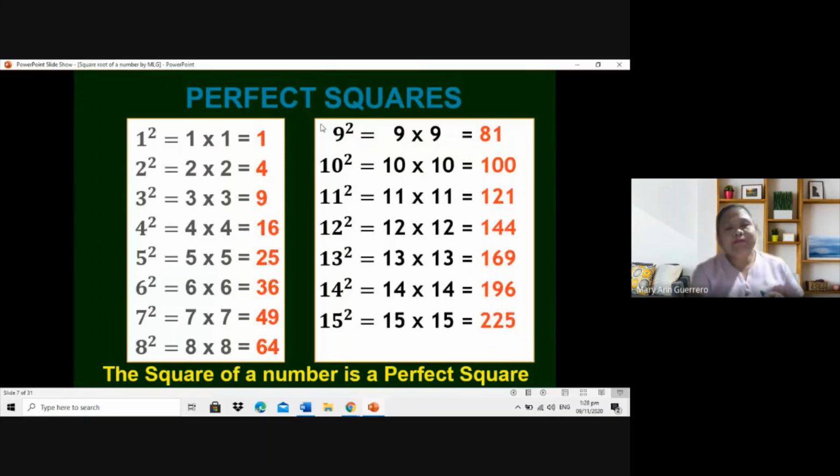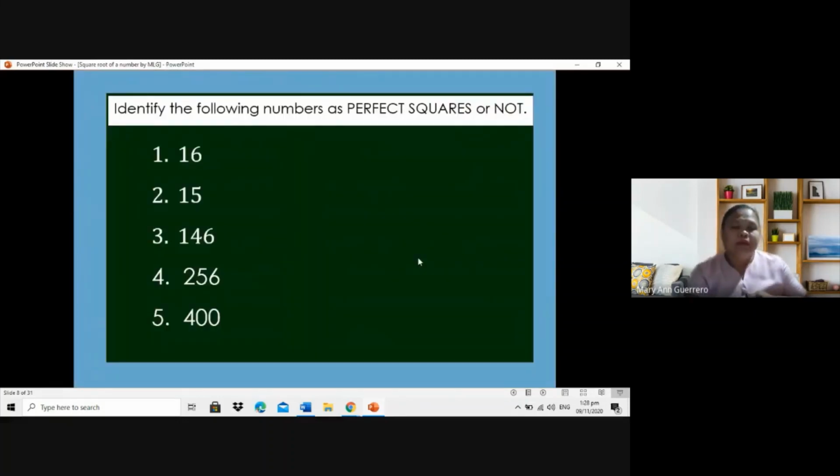Okay. The first perfect square is 1, because 1 times 1 is 1. So 1 is a perfect square. Again, the square of a number is a perfect square, or when we square a number, the result is a perfect square. Okay, let's now identify the following numbers as perfect square or not. Number 1. Okay, you may again pause the video. Give yourself time to answer 1 to 5. Okay, say you have now the answer in 1 to 5.